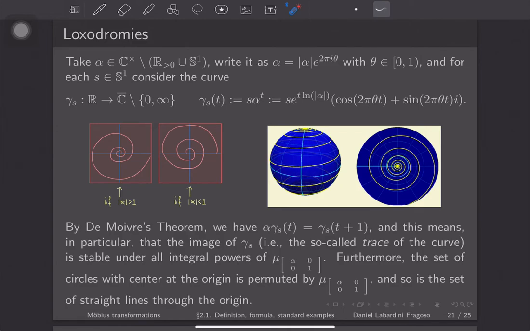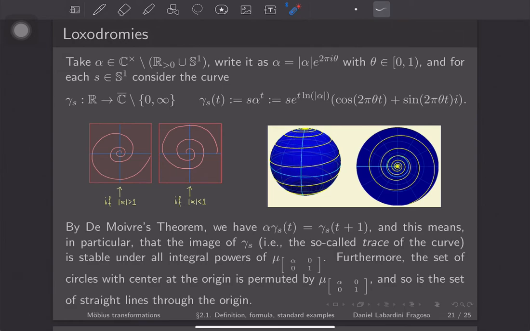And as I said, how do I cover the whole plane? Well, by just rotating along the circle, but just do it once, and that's it. You obtain the whole plane. All right, and then other families, families of permuted curves.